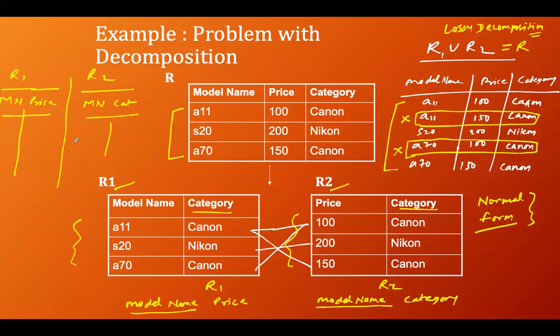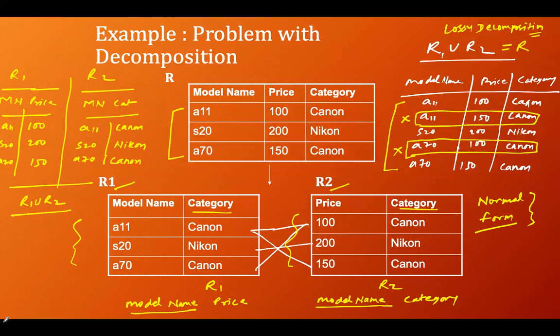Let's see what is in this table and this table. Model name is A11. Price is 100. S20. Price is 200. A70. Price is 150. Here model name again A11. Category is Canon. S20. Category is Nikon. A70. Category is Canon again. Now after that, what we do is R1 will make a union with R2.